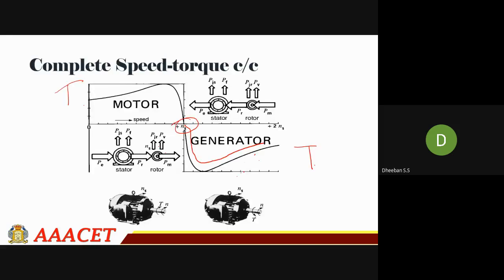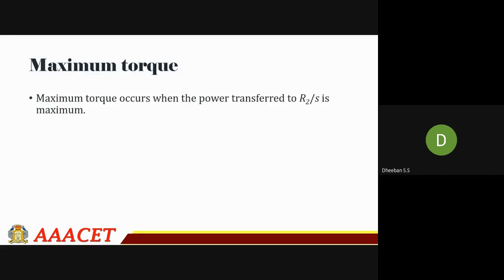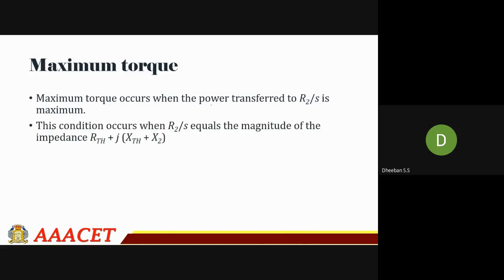Here, the electrical input will be the voltage, and the mechanical force will be your output. In case of your generator, your input will be your mechanical power and output will be your electrical quantity. Maximum torque occurs when the power transferred to R2 by S is maximum. Maximum torque will be occurring when the power transferred is maximum, that is, when R2 by S is maximum.